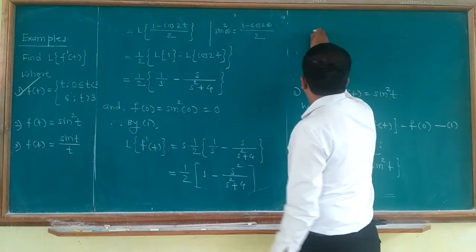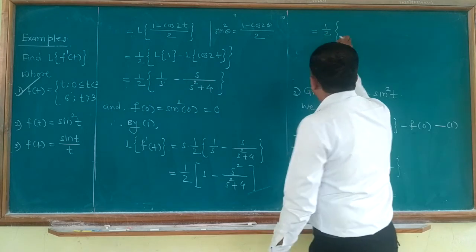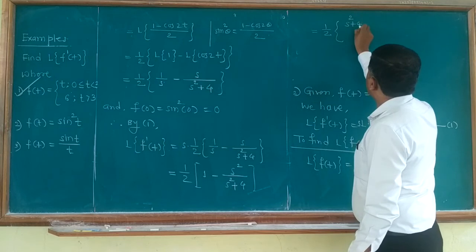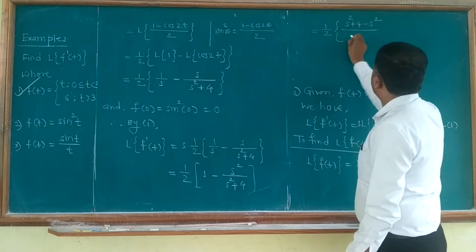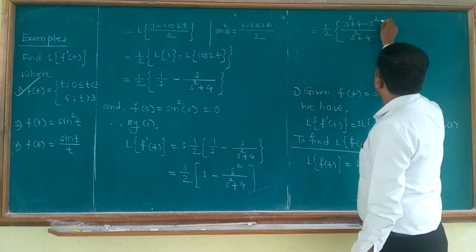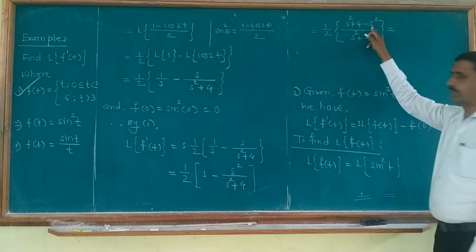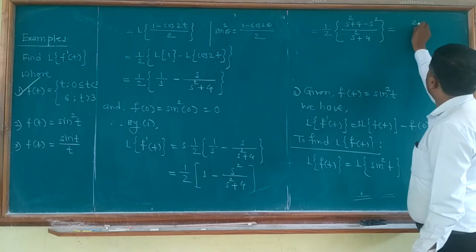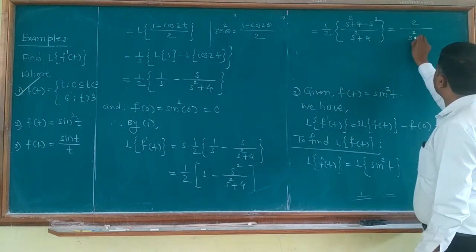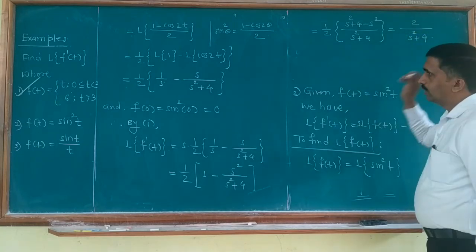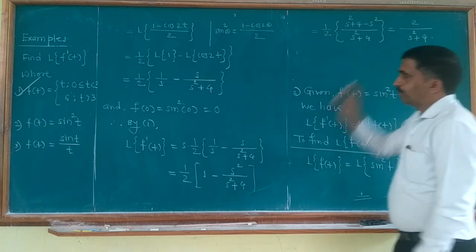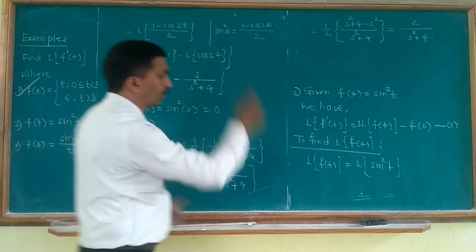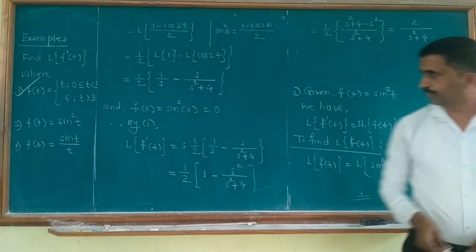So this is equal to 1 by 2. Now just you multiply, so you will get s square plus 4 minus s square divided by s square plus 4, and this is equal to, s square gets cancelled, you remain with 4 divided by 2, that is 2 divided by s square plus 4. So the Laplace transformation of sin square t is nothing but 2 divided by s square plus 4.